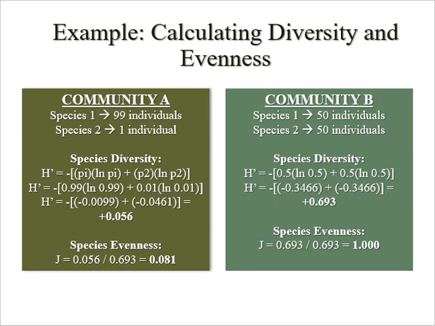Right, so here we have two communities, community A and community B. Community A has 2 species. Species 1 has 99 individuals. Species 2 has 1.